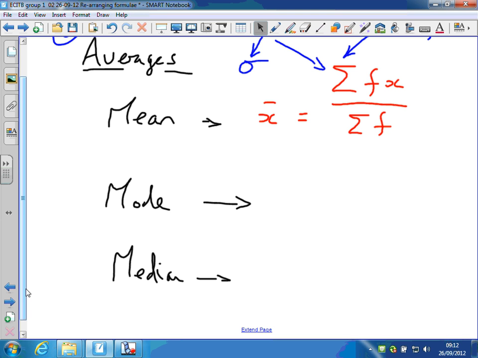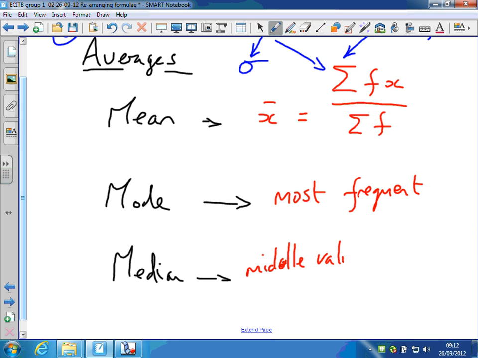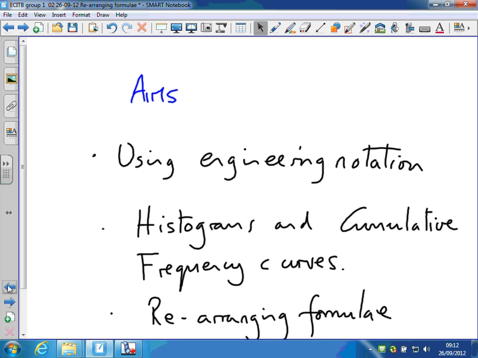Mode, most frequent, most common, most popular. Median, yeah, middle value, assuming you've done what? Right, middle value when placed in order. In assignment 3, you're asked to find the mean, the mode, and the median averages. Okay, so that's those questions.